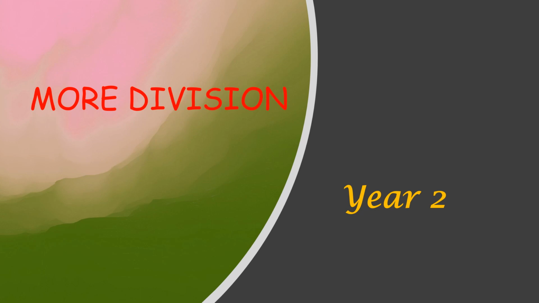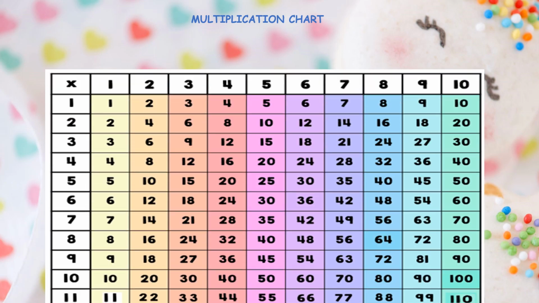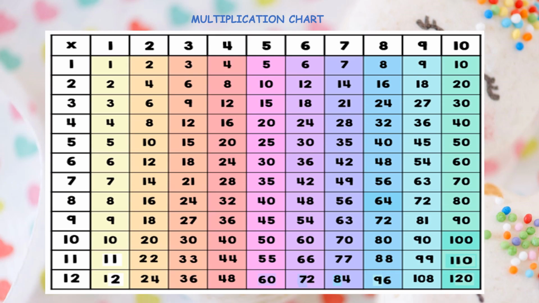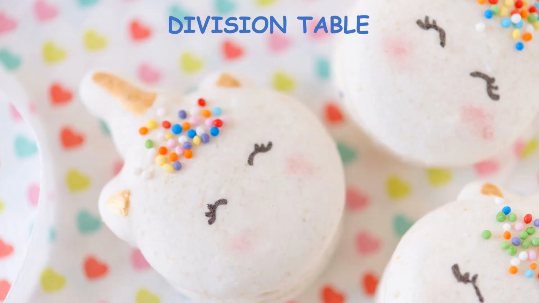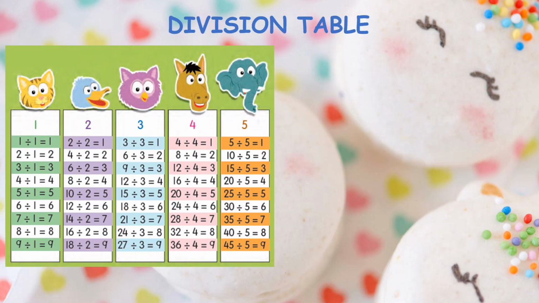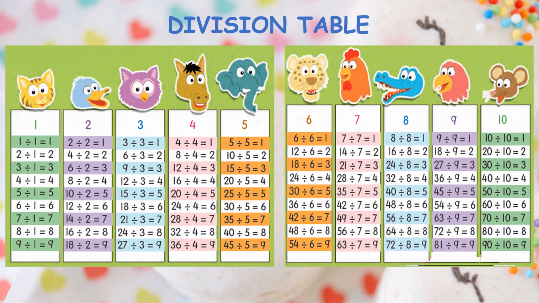We are still in the topic of division, and our subtopic today is more division. So our PDPR today will be offline. As usual, don't forget to memorize this multiplication chart. And then this is the division table. Start from, for example, the division table for 1. It starts from 1. 1 divided by 1 equals 1. 2 divided by 2 equals 2.